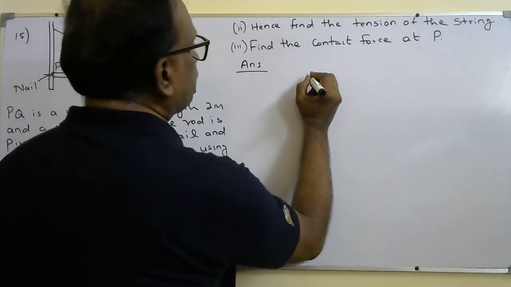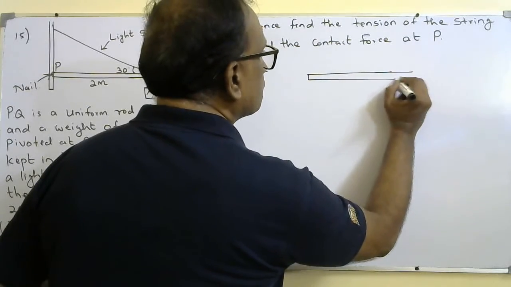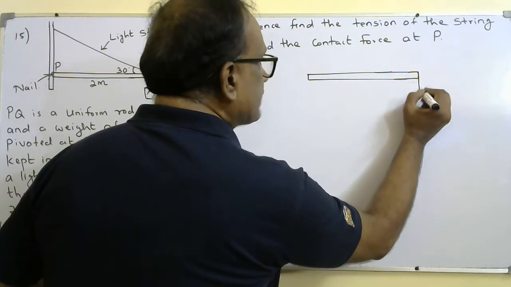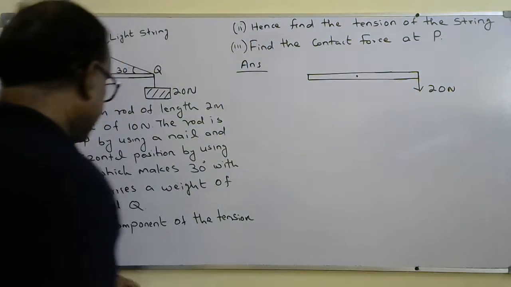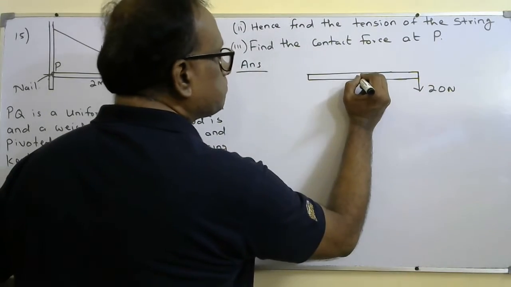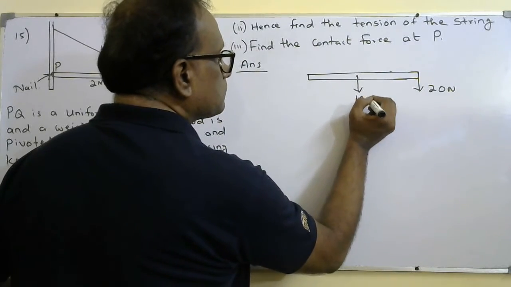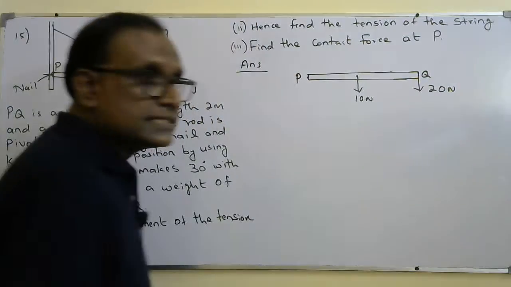So draw a free body force diagram for this rod. So the weight is acting here, 20 Newton. The weight of the rod is acting at the center, which is 2 meter length at a distance of 1 meter. That will be 10 Newton. So at P, there will be force. I don't know what is the direction of force.